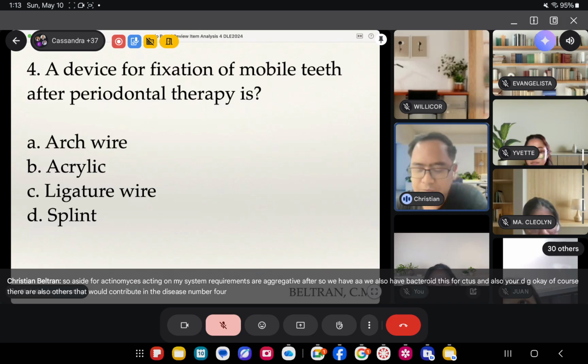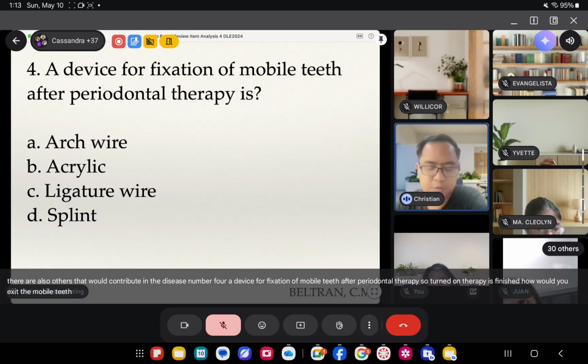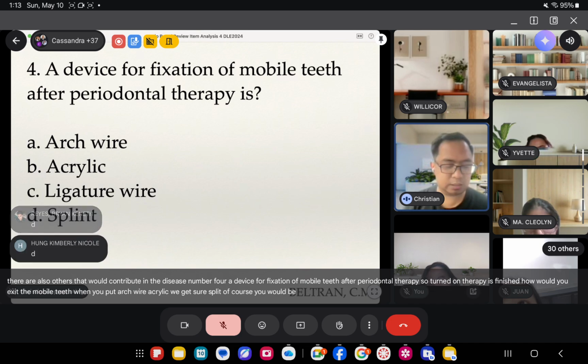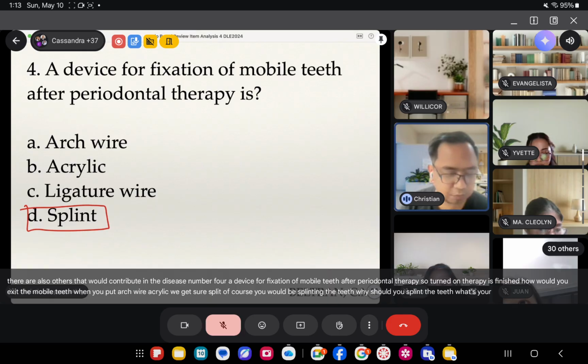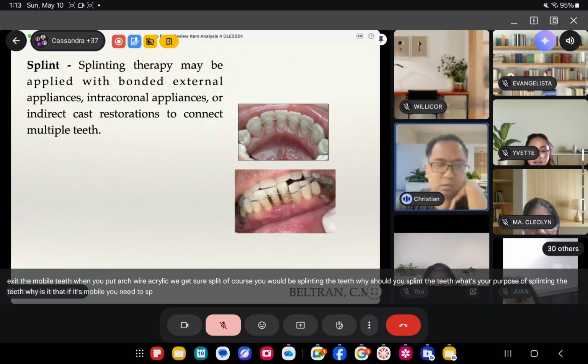Number four, a device for fixation of mobile teeth after periodontal therapy. So periodontal therapy is finished. How would you fixate the mobile teeth? Will you put arch wire, acrylic, ligature, splint? Of course, you would be splinting the teeth. Why should you splint the teeth? What's your purpose of splinting the teeth? Why is it that if it's mobile, you need to splint the teeth?